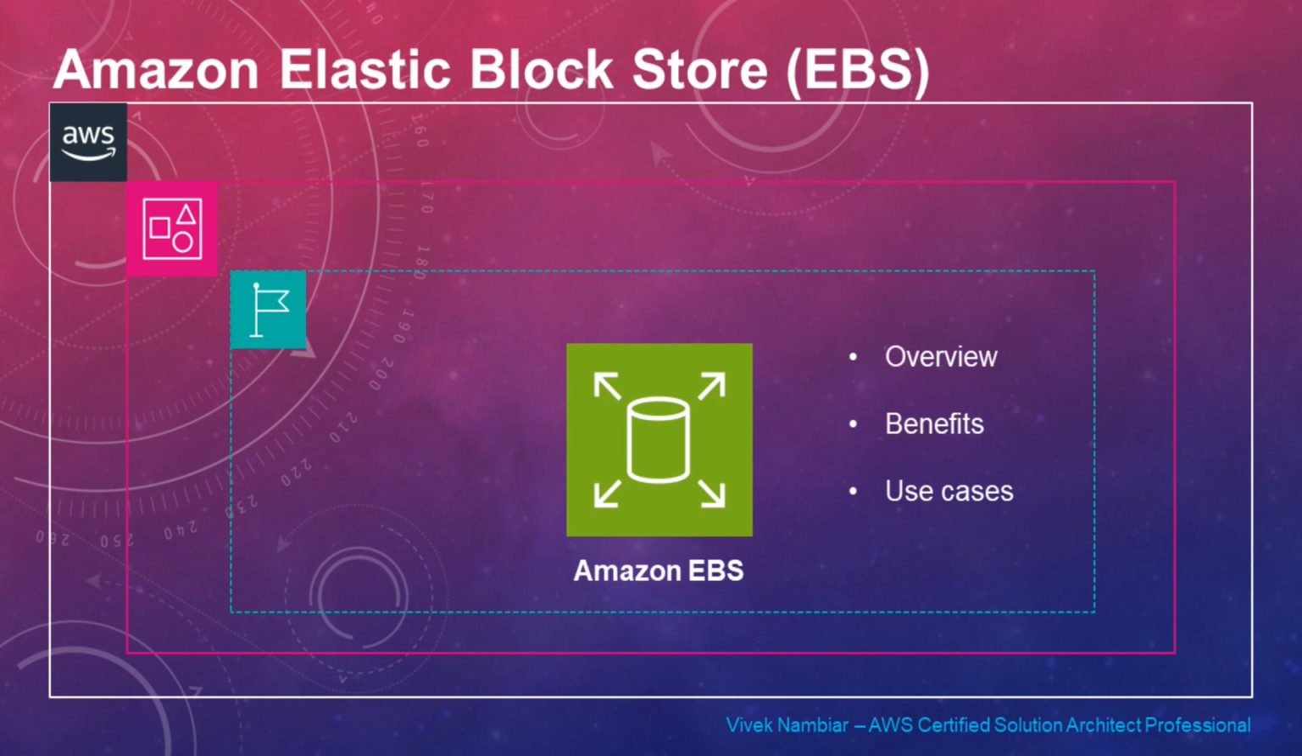EBS volumes that are attached to an instance are exposed as storage volumes that persist independently from the life of the instance. You can create a file system on top of these volumes, or use them in any way you would use a block device, such as a hard drive. You can dynamically change the configuration of a volume attached to an instance.